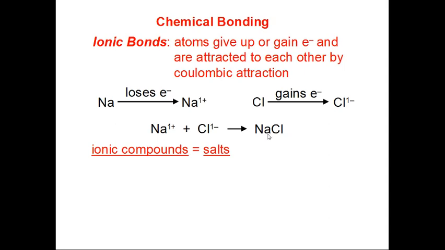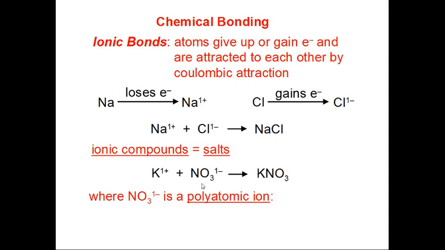Now, a lot of times in class, you'll hear me say table salt because I'm being specific about what this is. But really, every ionic compound, anytime one element loses an electron and the other element gains an electron, it's called a salt. So salts are any ionic compound. Another example would be potassium with a polyatomic ion called nitrate. Potassium loses an electron, the nitrate picks up the electron, you end up with potassium nitrate.